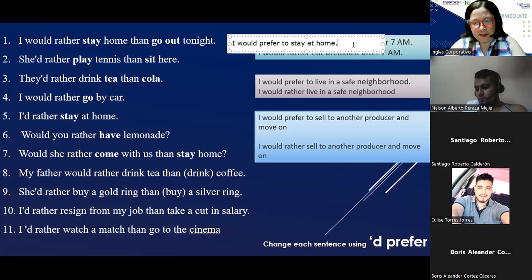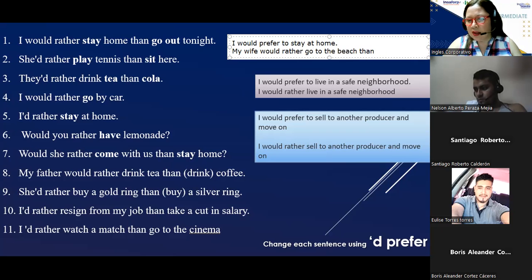Teacher, tell me. My wife would rather go to beach than pool. Exactly, my wife would rather go to the beach than a pool. Okay. Than a pool. Yes, all right. Yes, it's correct.